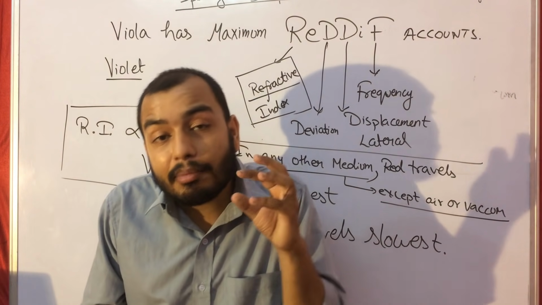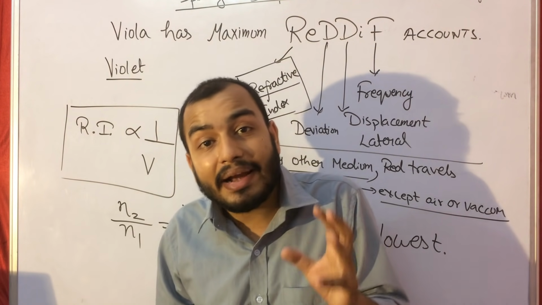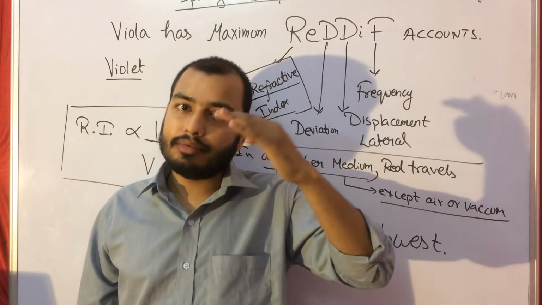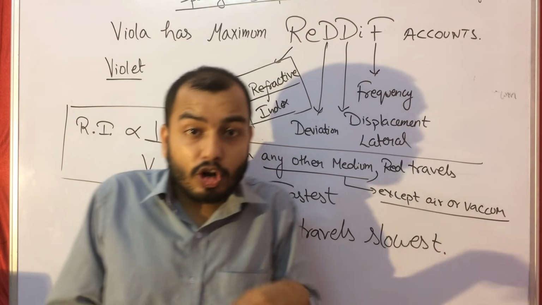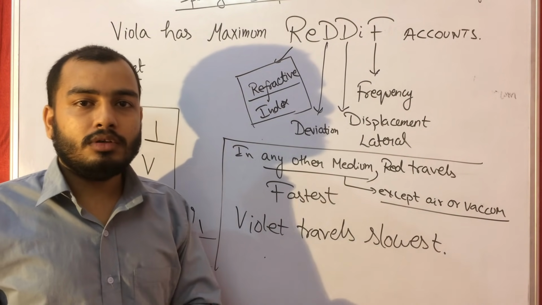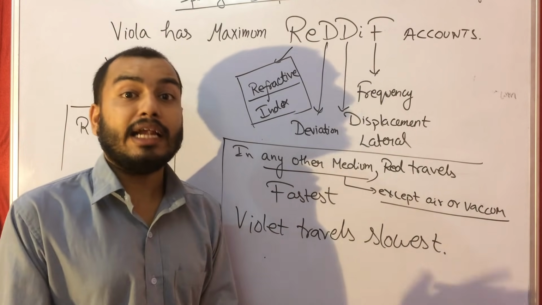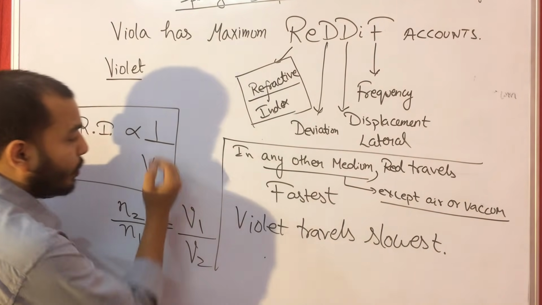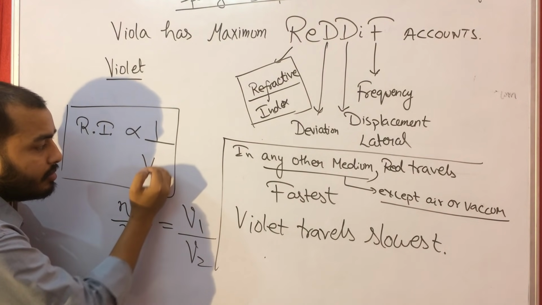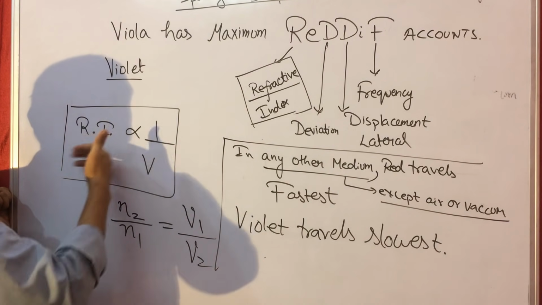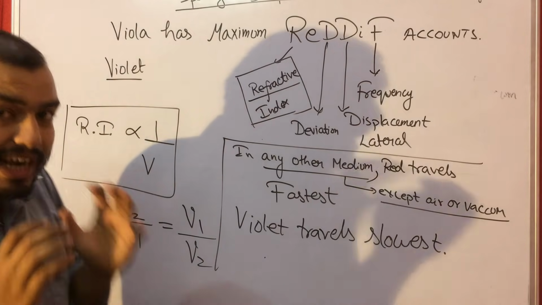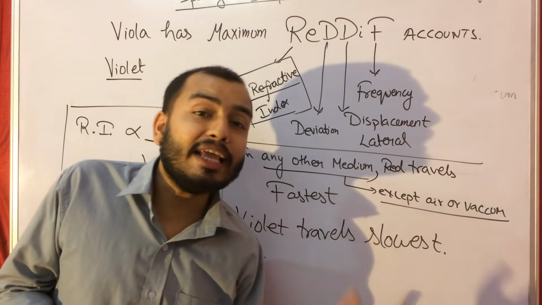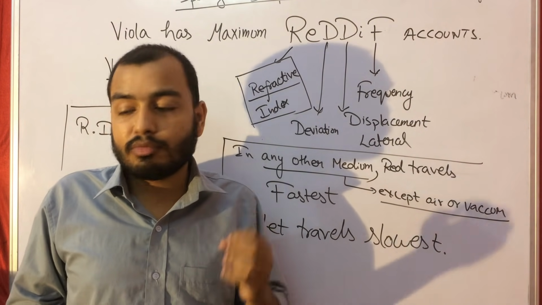And the more dense the medium is, the more the light will bend. Light bends because of change in medium. If medium is more dense, light will bend more. Okay. So violet travels slowest, speed is minimum. So refractive index is maximum. When refractive index is maximum, then bending of violet light will be maximum.